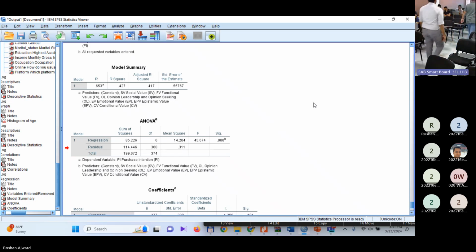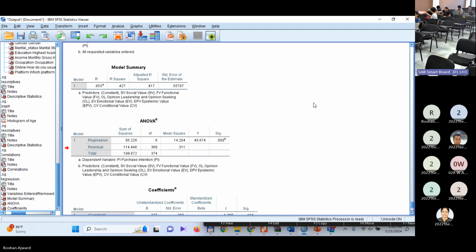The ANOVA table has a lot of information. I clarified the model summary table: you have to look at only what? The R squared. It shows the degree of explanatory power of the independent variables over the dependent variable. Higher the better. Now let's go to the second table, the ANOVA table.